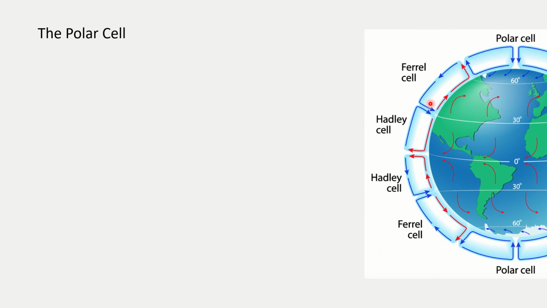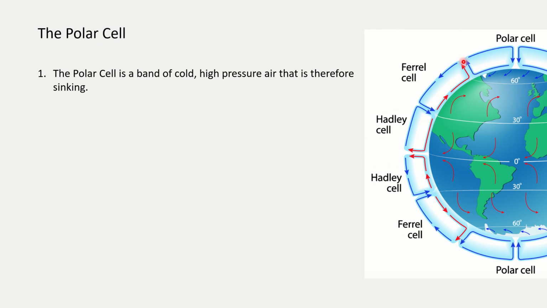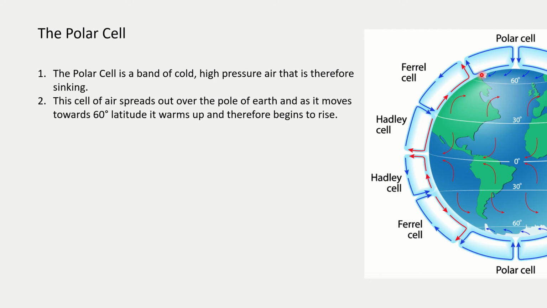Now I'm going to skip the ferrel cell for a good reason. We're going to jump up to the polar cell now, and you'll see why at the end. The polar cell is a band of cold air that circulates at 60 degrees. It's high pressure because, as you can see here on the diagram, it is falling. It's very cold at the North Pole, and so that air sinks as high pressure air. It has nowhere else to go but to spread out over the Earth's surface. As it spreads out over the Earth's surface, it picks up heat from the Earth, and what does warm air do? Well, warm air rises.